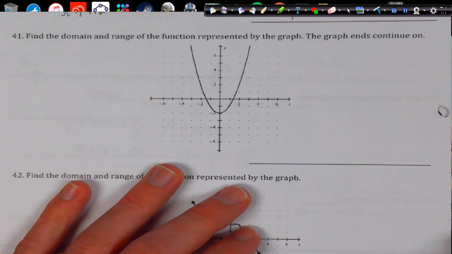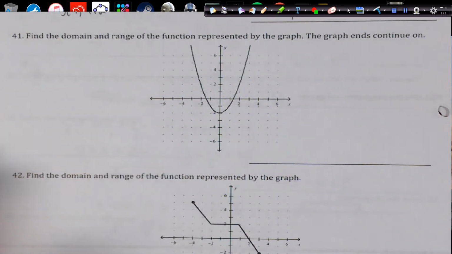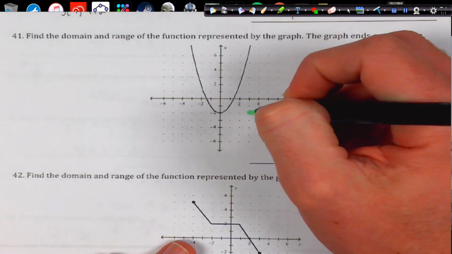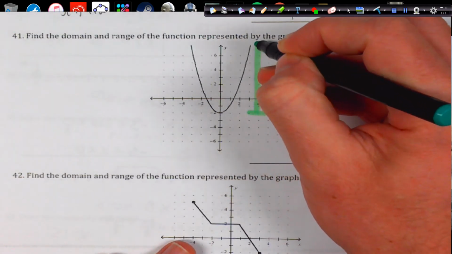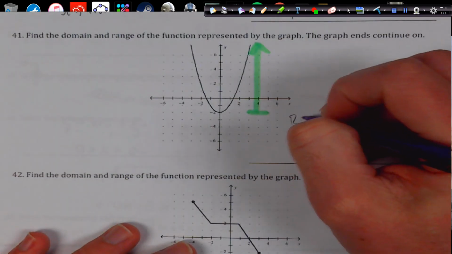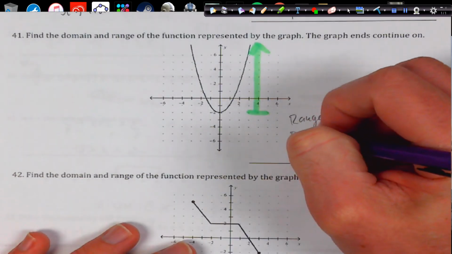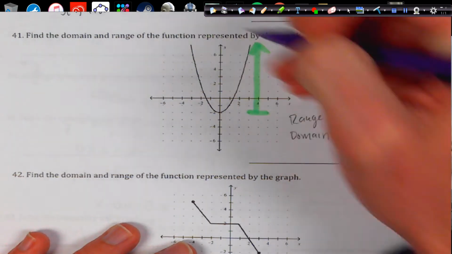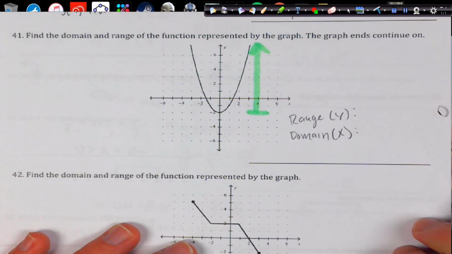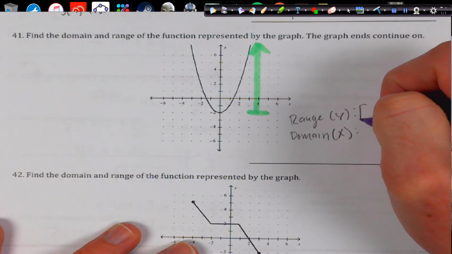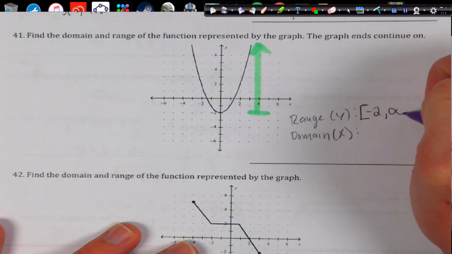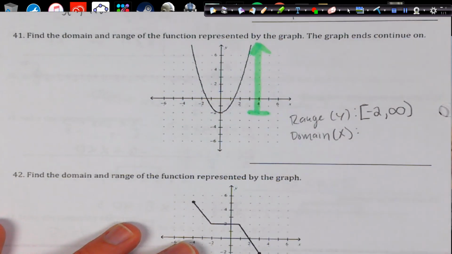Find the domain and range of the function presented here. The range is going to be pretty easy to find. It's going to start out here, and then it's going to go up, but then it goes up forever. Okay? So our range, and our domain, again, range is the y values, domain is the x values. And to write this in interval notation, we would say we're going to include negative 2, but we're going to go all the way to infinity and have an open bracket.